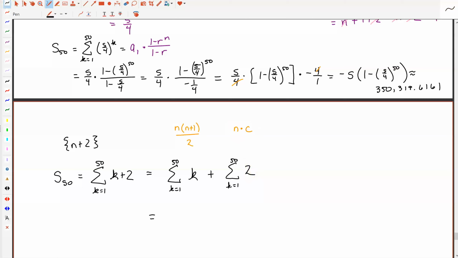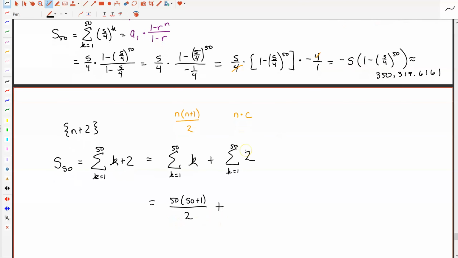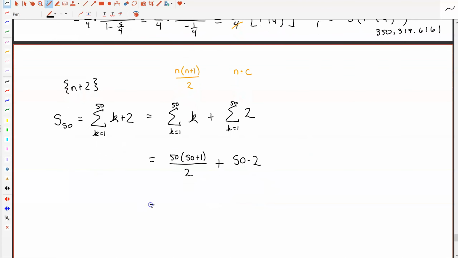So let's go ahead and apply those. So for the first one, it would be 50 times 50 plus 1 all over 2. For my second series, it would be 50 times 2, my constant. And let's clean this up. So this would be 50 times 51 divided by 2, which is 1275. Adding to that 50 times 2 is 100. So I'll have 1275 plus 100, which is 1375. So that's going to be the sum of the first 50 terms of this sequence.